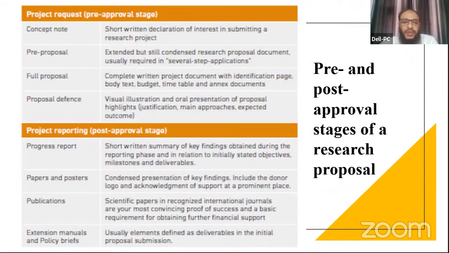Then after the approval of your project, what is the outcome of your research? The outcome of your research is going to be evaluated on the basis of the number of papers or the number of presentations you have done during the course of this project. So how many papers you have published, and how many posters or oral presentations you have done during the tenure of this project. Then scientific publications, extension manuals and policy briefs are going to be discussed.